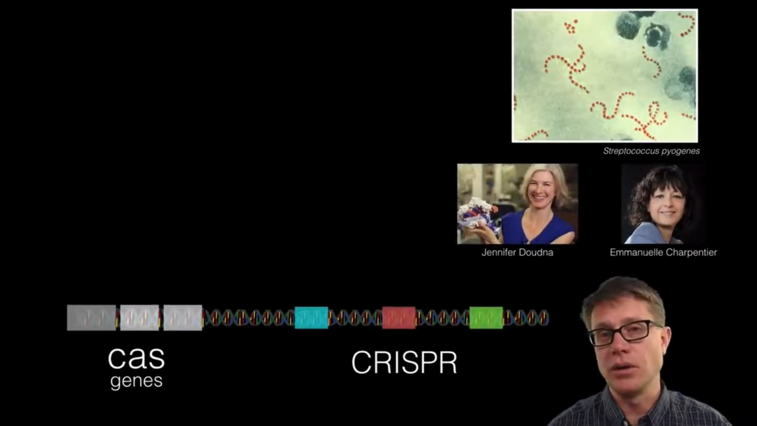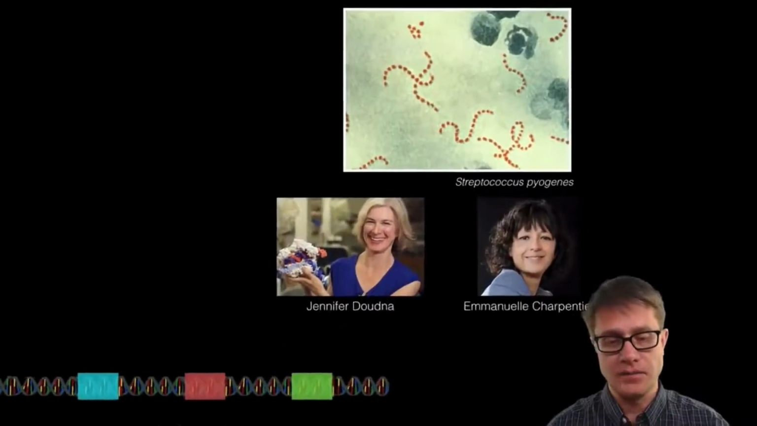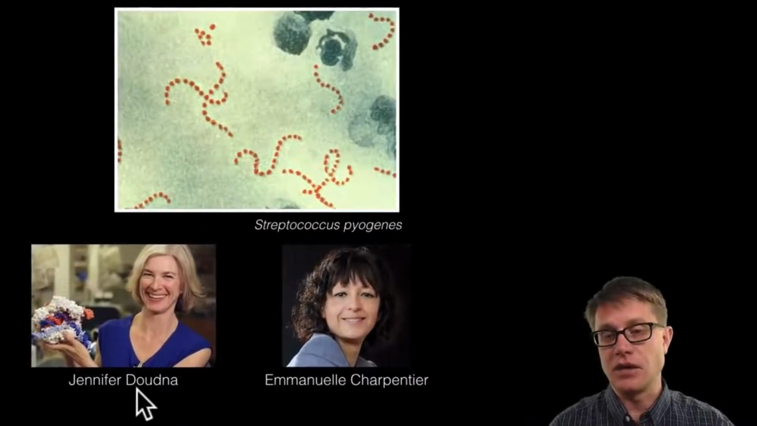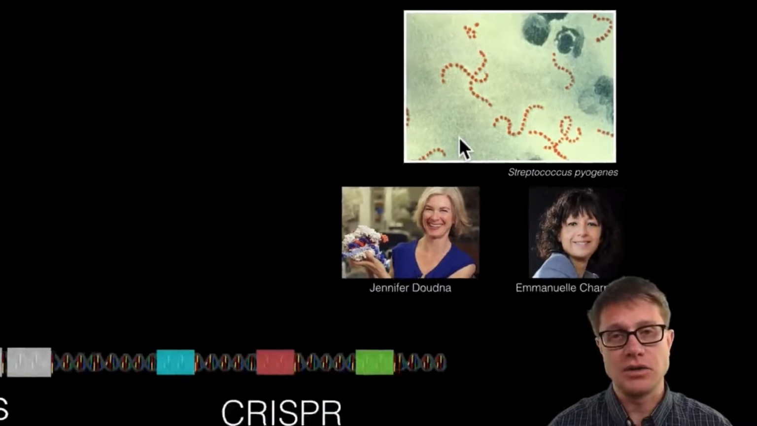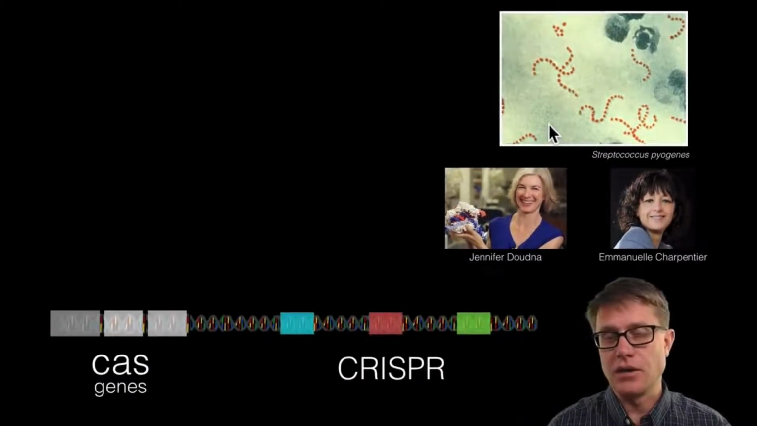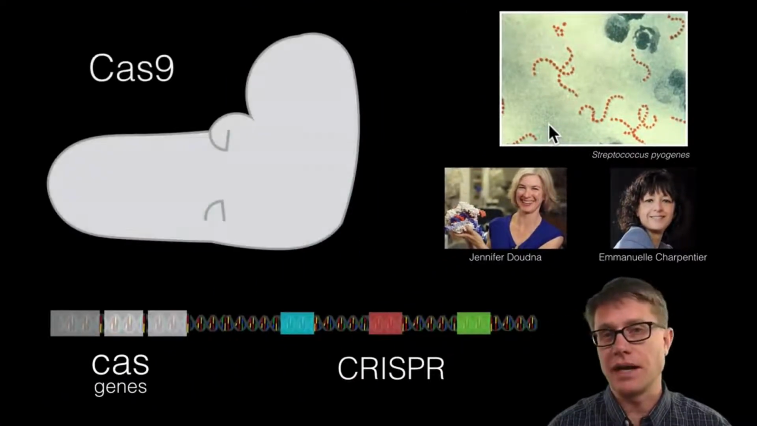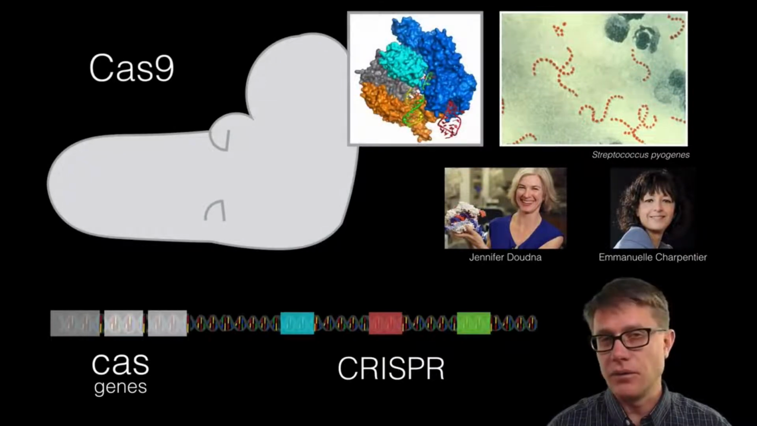And the one that you'll hear most about is the CRISPR Cas9 system. This was identified in the labs of Jennifer Doudna and Emmanuel Charpentier. And what she was working on was Streptococcus pyogenes and their Cas CRISPR system. And what's interesting about it is that they only had one Cas protein. We call that Cas9.